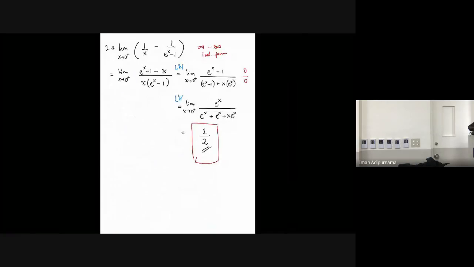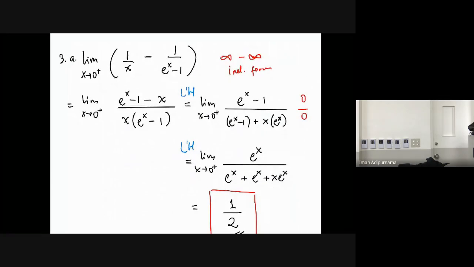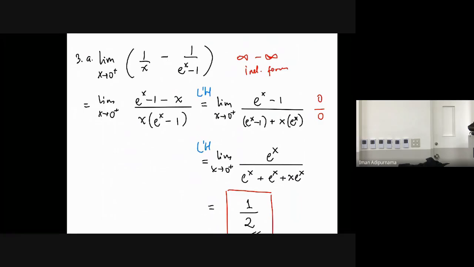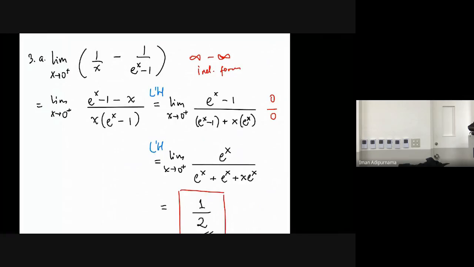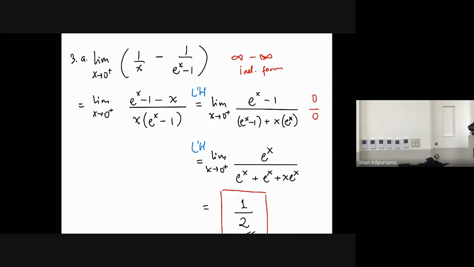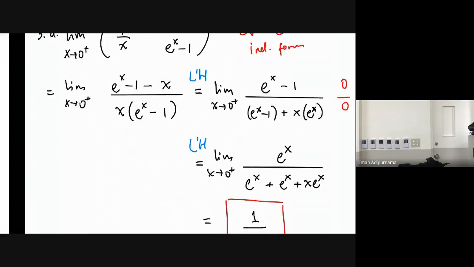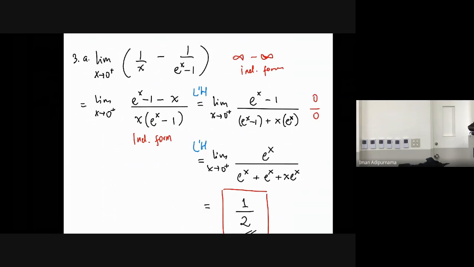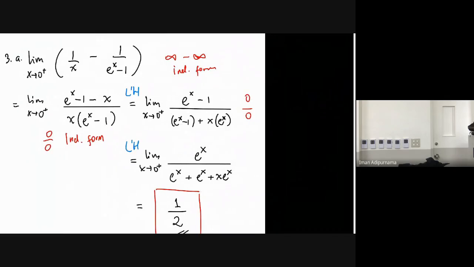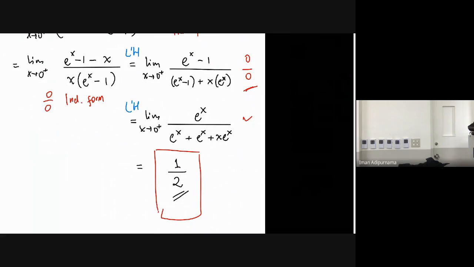And number three, if you check the limit, it's in the indeterminate form. You can rewrite the form, and it will also be in indeterminate form, which means this is actually a 0 over 0 situation. Then you can use L'Hopital's rule. You can use L'Hopital's rule, still 0 over 0. One more time L'Hopital's rule, you get this. Okay, and you can check the number, and you get one half.